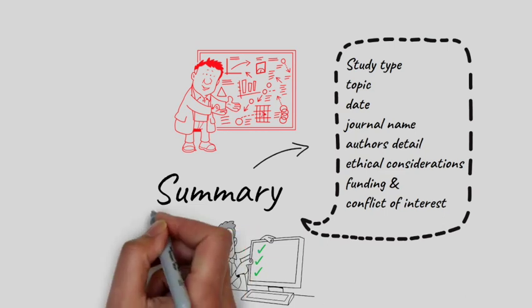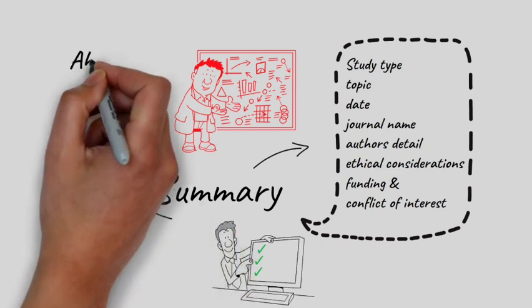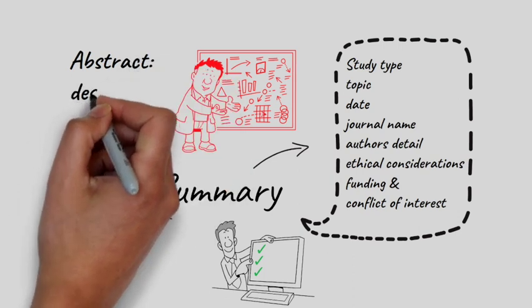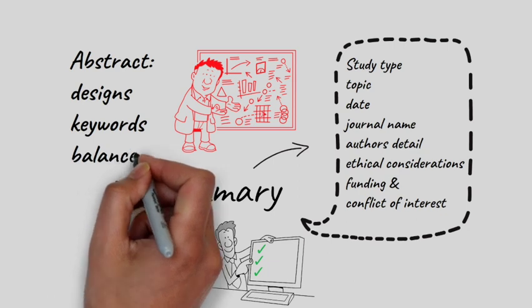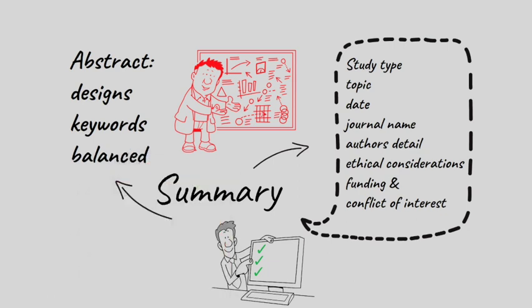A good abstract should include the design of a study. It should also include commonly used terms or keywords, and it should be a balanced summary, stating what was done and what was found.